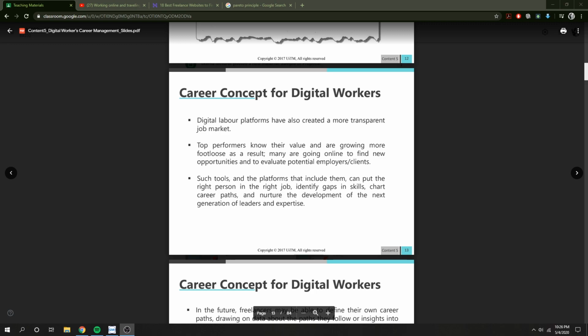Okay, next one, digital labor platforms have also created a more transparent job market. Top performers know their value and are becoming more footloose. As a result, many are going online to find new opportunities and to evaluate potential employers. Such tools, the platforms that include them, can put the right person in the right job, identify gaps in skill, chart career paths, and nurture the development of the next generation of leaders and expertise.